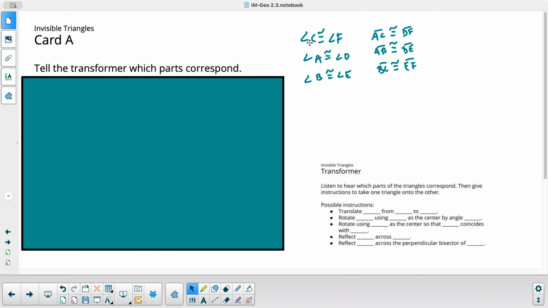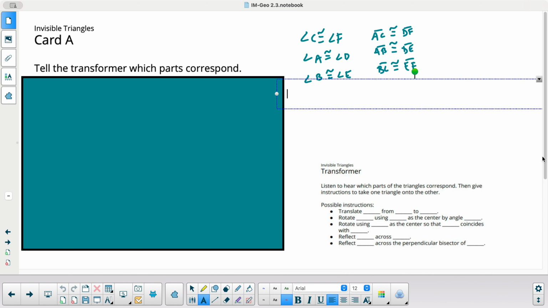So here's the first card. They tell us that these are the corresponding angles, and these are the corresponding sides. So here we go. So I'm going to write my directions right here. So obviously I'm going to say ABC is being translated to DEF. So I'll start with, pick any one of these angles here that we know are congruent. So I'll say translate triangle ABC by directed line segment AD. We'll take A to D because we know they correspond. So now we got a point lined up.